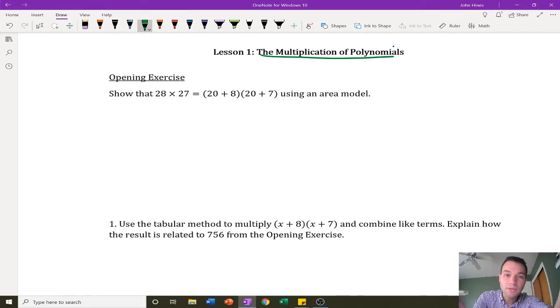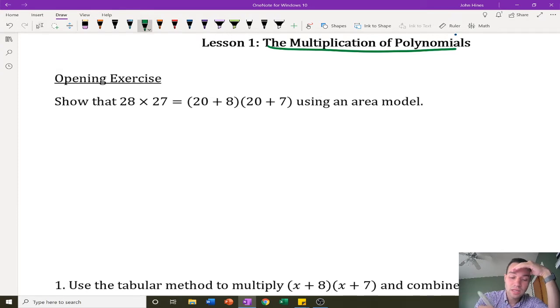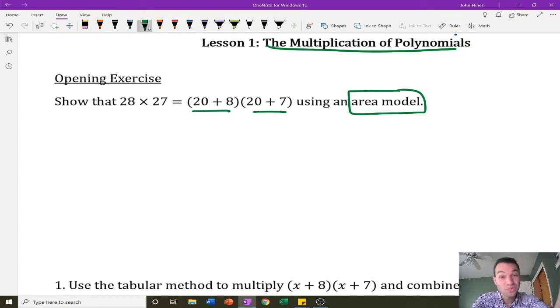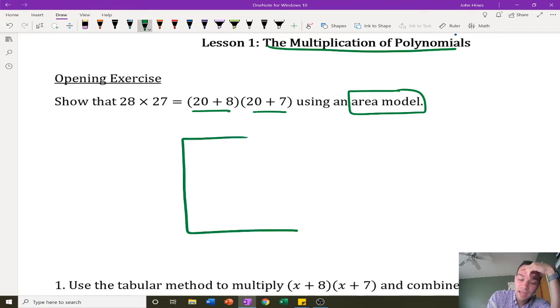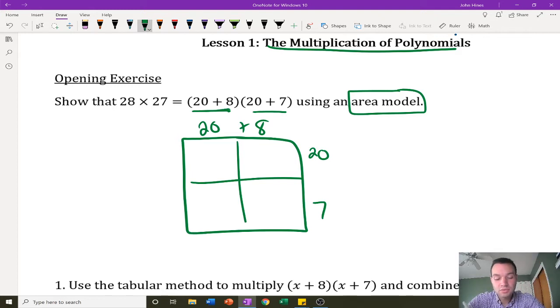So before we get to working with polynomials, let's work with plain old numbers. So show that 28 times 27 is 20 plus 8 times 20 plus 7 using an area model. So going back to like 3rd grade in elementary school when you first started learning about multiplying, we multiplied using area models. And here's what we're going to do. We're going to find the area of a rectangle in this case, whose side lengths are 28 times 27. So I know this might be different that we're using this side of the square here, but that's the side of the square we're going to use going forward.